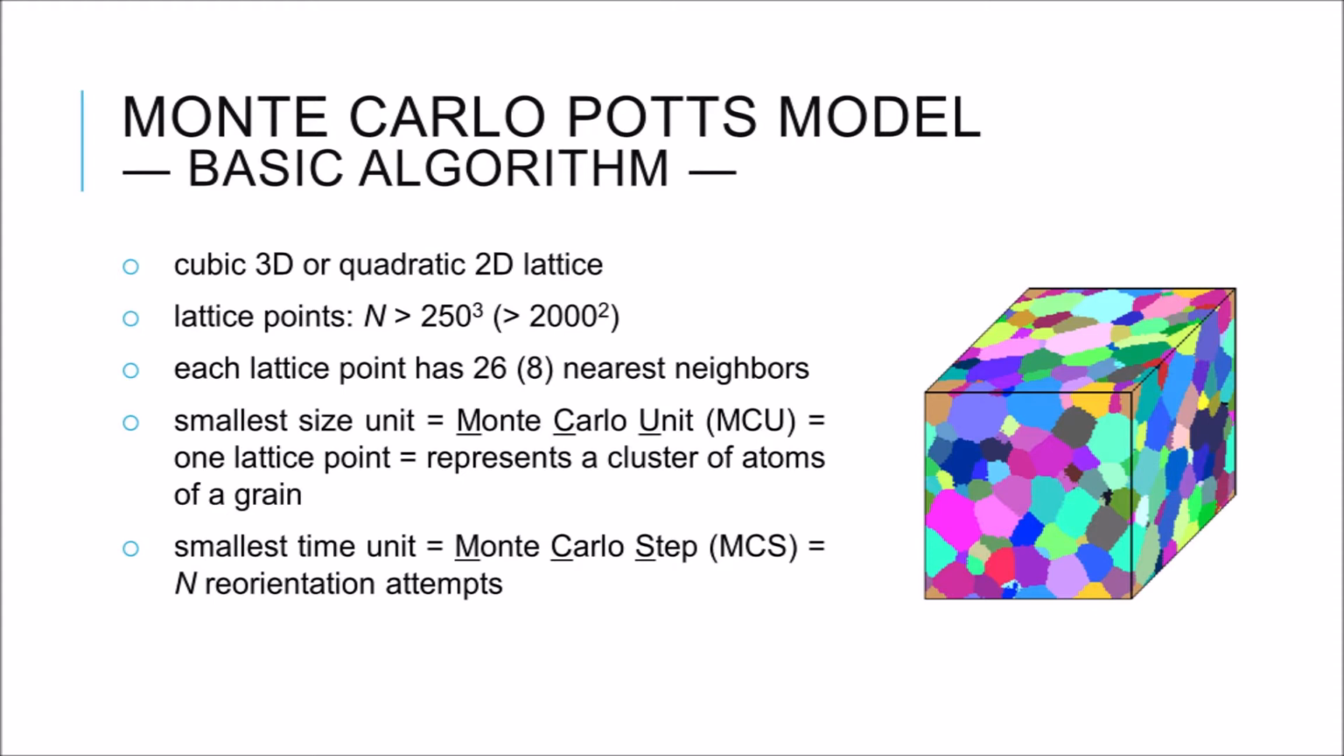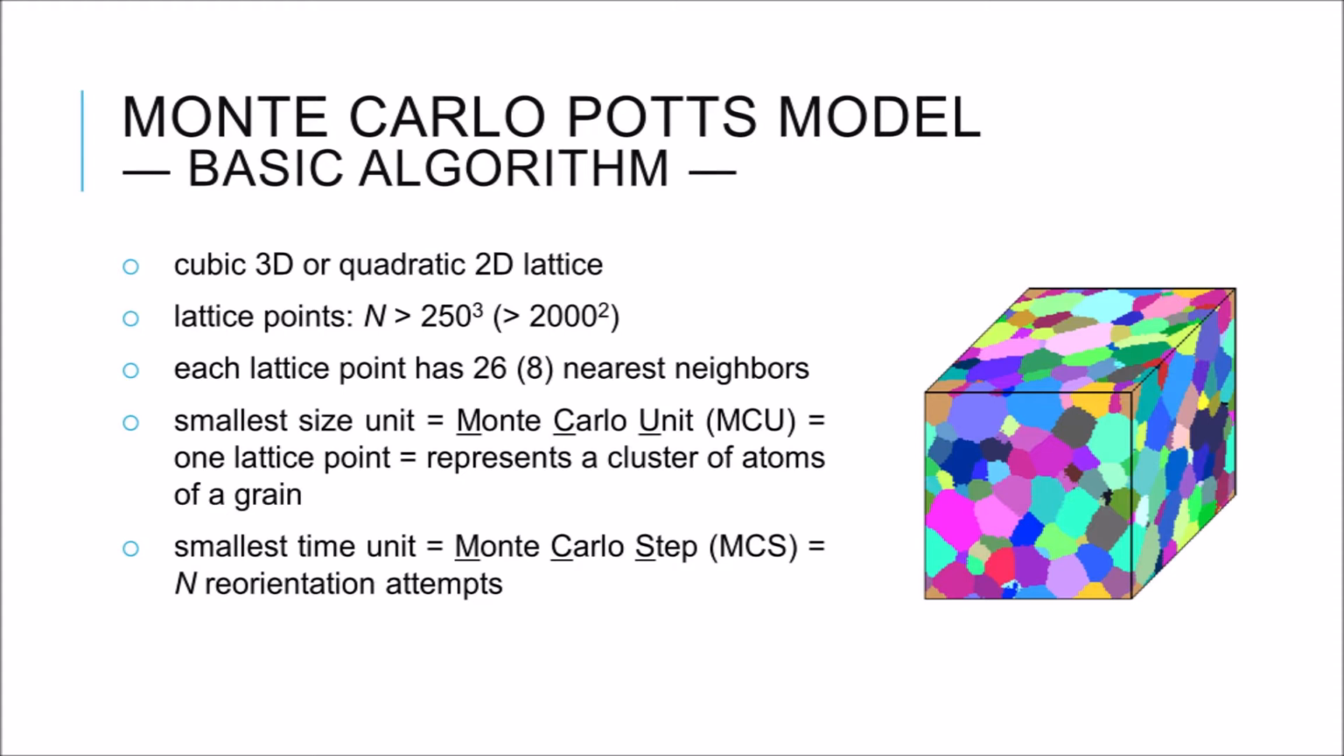This is precisely where we come to the point of what is the smallest size unit. And the smallest size unit is called a Monte Carlo unit, abbreviated as MCU, and it resembles one lattice point, which is a cluster of atoms of a grain, not individual atoms. So the resolution should be good enough for you to say something about the morphology of the grain, even of your grain boundaries, but you shouldn't go down to the atomic level, which is also not possible, as we'll see in a moment.